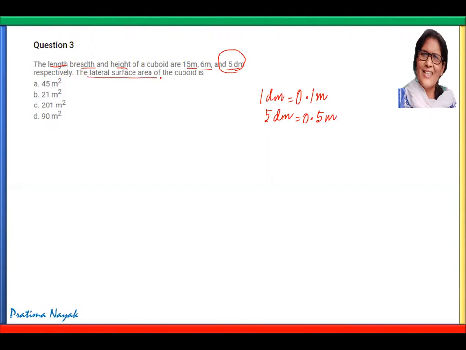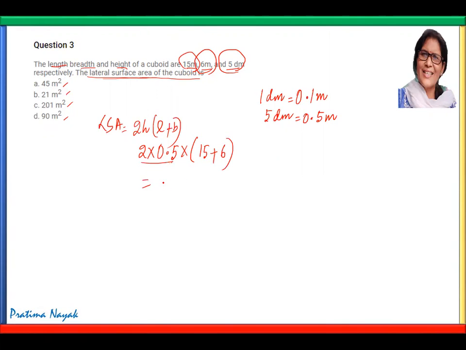Respectively, the lateral surface area of the cuboid, options are 45, 21, 201, 90. So what is the question? Question is lateral surface area. So 2 into h into (L plus B). So 2, what is h? H is equal to now 0.5, and L is your 15 plus B is your 6. So 2 into 0.5, it will be 1 into 15 plus 6, 21. So what is the answer? 21 meters square. So B is the answer.